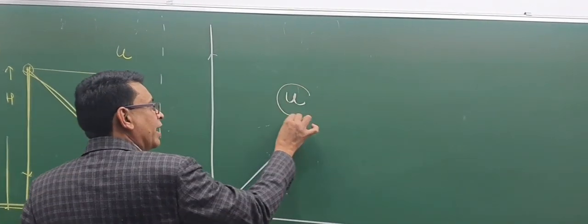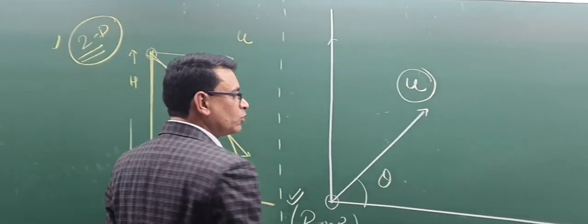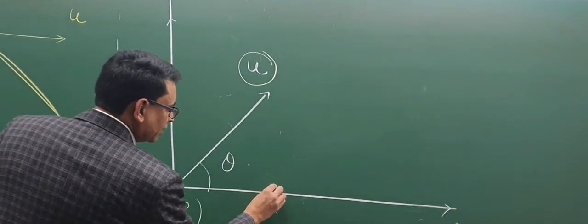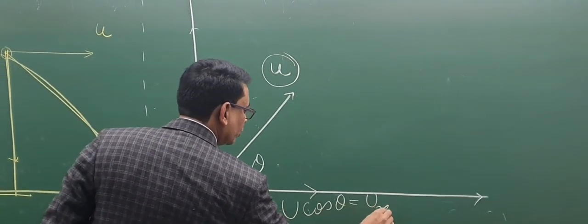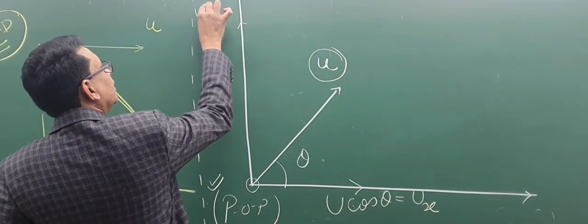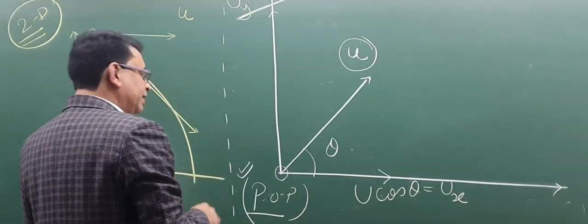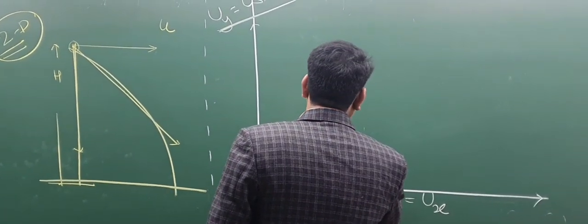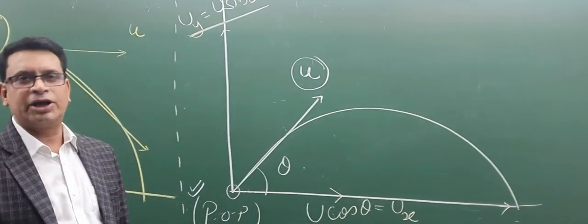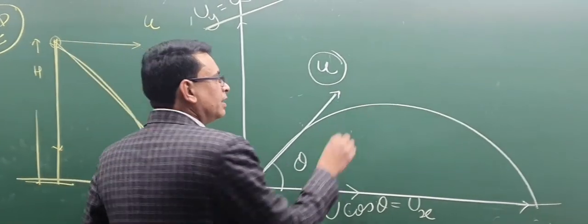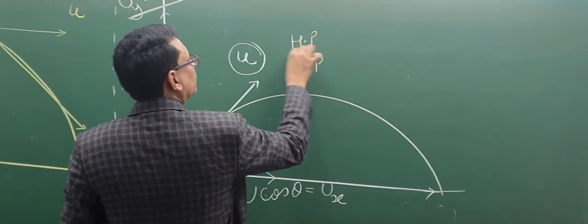Now it is a vector quantity, so what should we do? Split it into two rectangular components. This one is the horizontal component of initial velocity, u cos theta. This one is the vertical component of initial velocity, u sin theta, and the path would be parabolic. We will discuss it further in the equation of trajectory. This point is known as the topmost point or highest point.